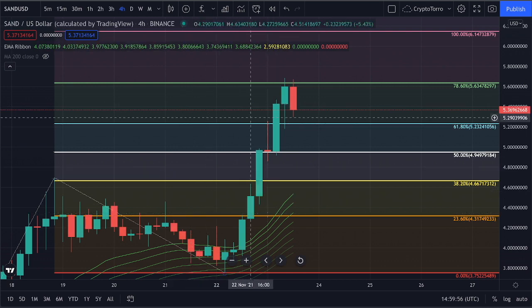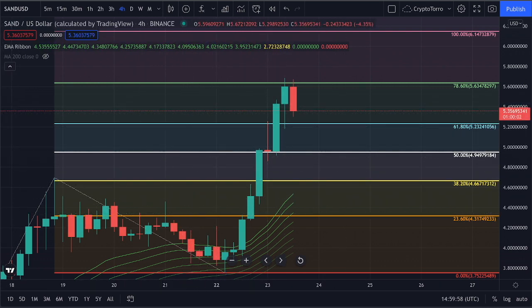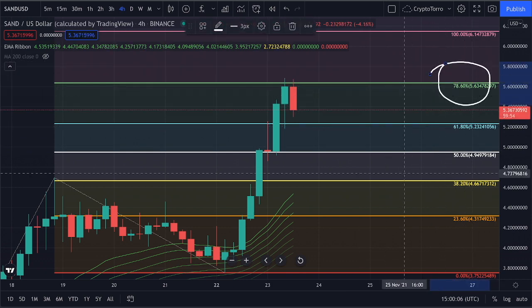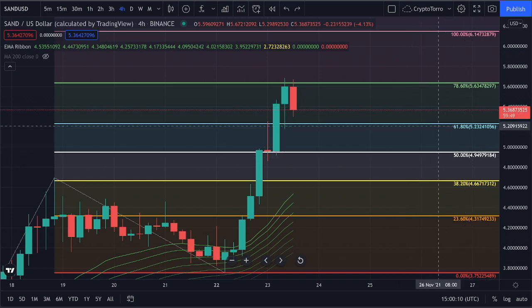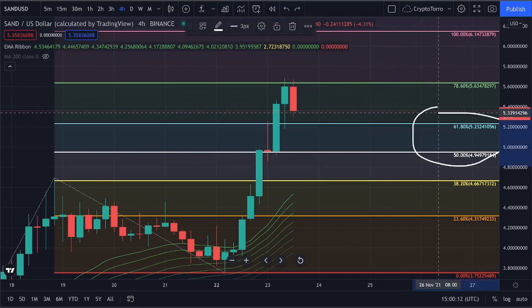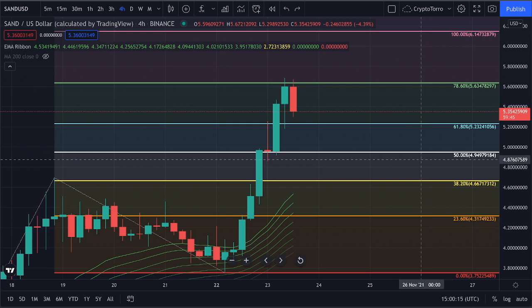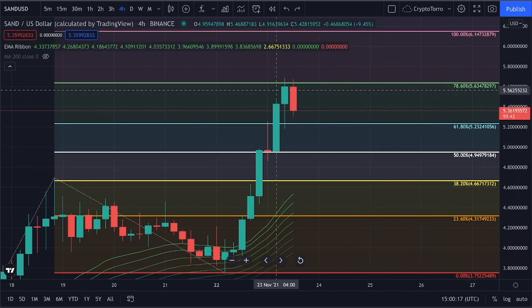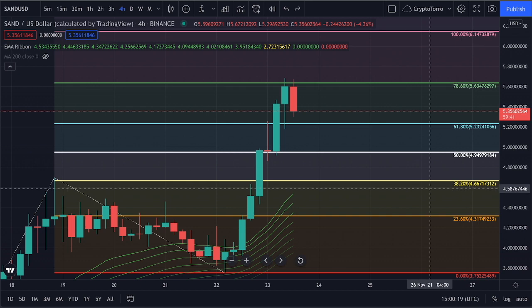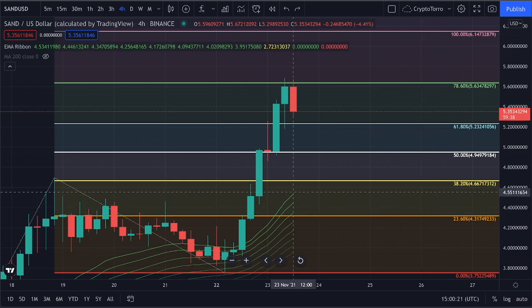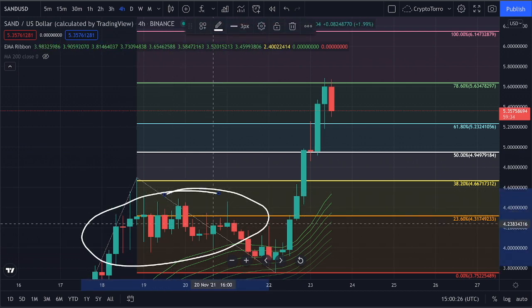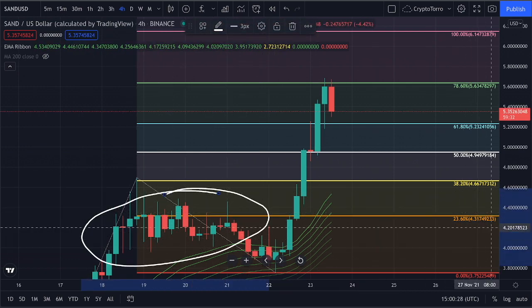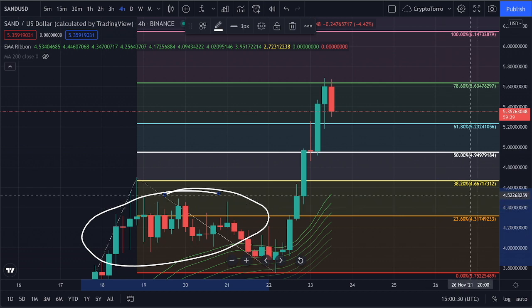So let's take a quick look at where we are currently at, and especially where we got rejected. So we got rejected at 78% on the Fibonacci scale, and right now we are heading towards 61. So this is for sure our next target, going to be at $5.23. And I personally think that we are going to see further continuation towards the downside. And my personal opinion is that you can clearly see that the previous level where we got supported at, that was at approximately 23.6% Fibonacci at $4.31.